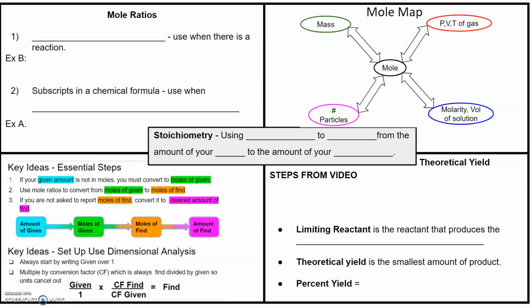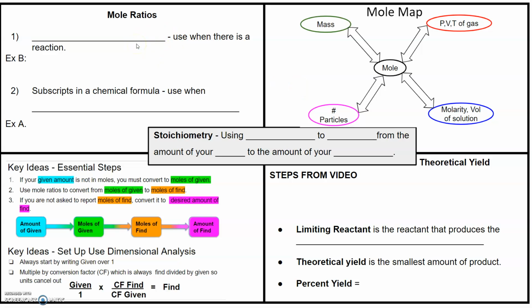So far in the first three parts, we've done the following. We've defined stoichiometry as using molar ratios to convert from the amount of our given to the amount of our find. And in exploring stoichiometry problems, we sort of broke it down by focusing on mole ratios and mole maps separately.